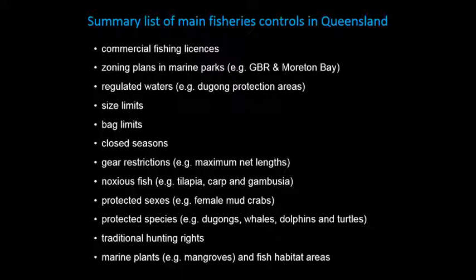There are also protected species like dugongs, whales, dolphins and turtles. There are some traditional hunting rights around dugongs and turtles in particular. Marine plants such as mangroves and fish habitat areas are also protected. So you can see there's a whole range of complicated laws, and that's just a summary. Any questions on that?